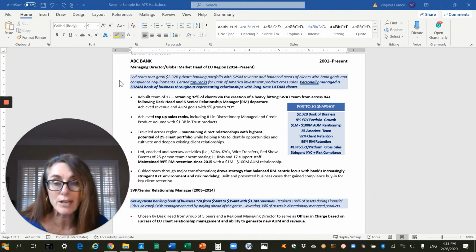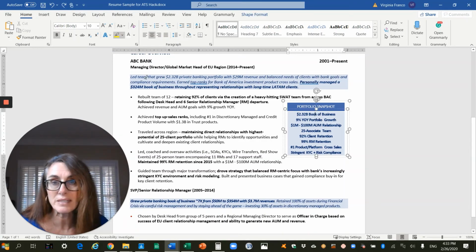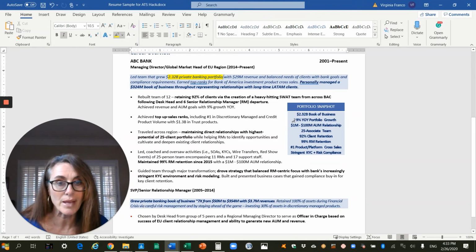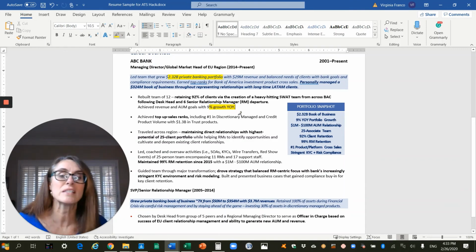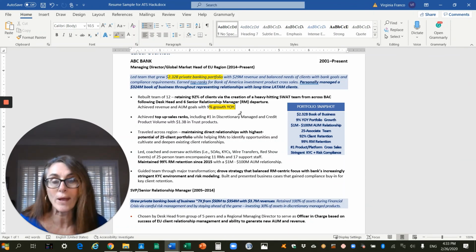unless I make sure to incorporate those details elsewhere in the text, which I did. So $2.3 million book of business, it's right here in this text. 9% year-over-year portfolio growth, right there. So as you can see, all of these bits of information that are in the text box are also elsewhere in the text. That way ATS can read it and human beings can read it.